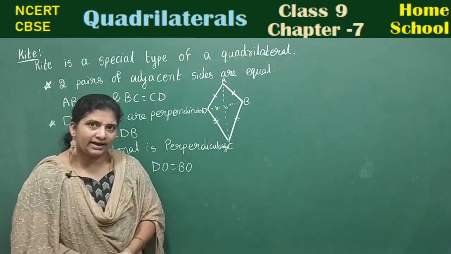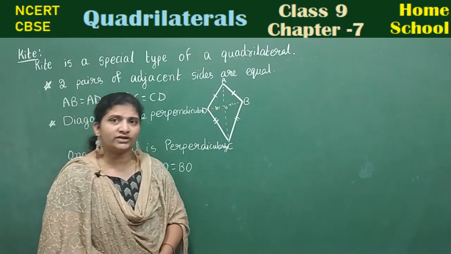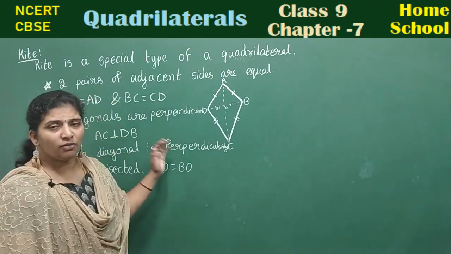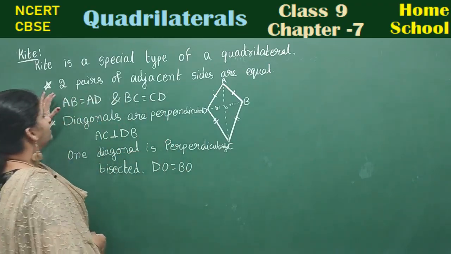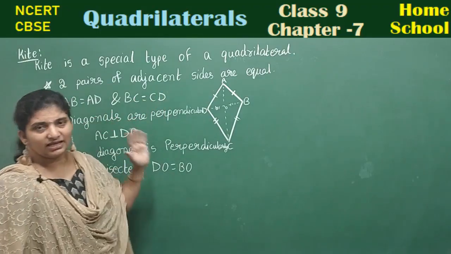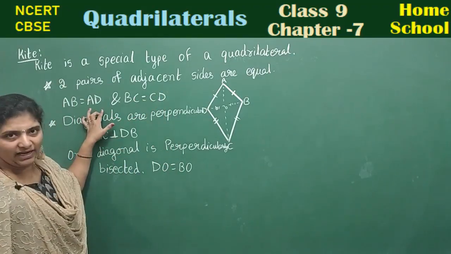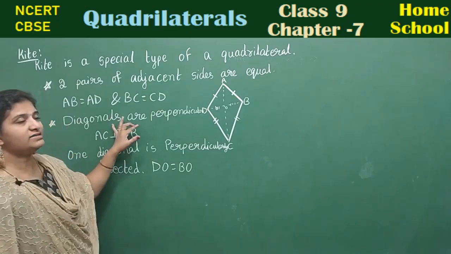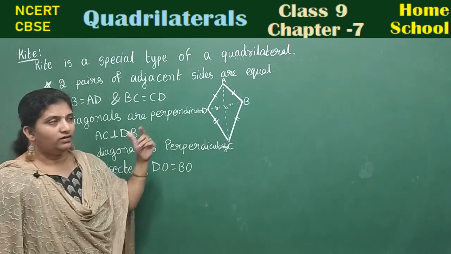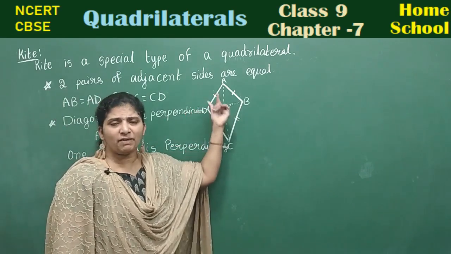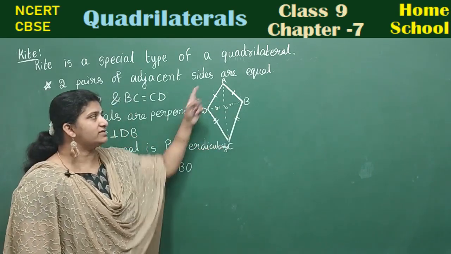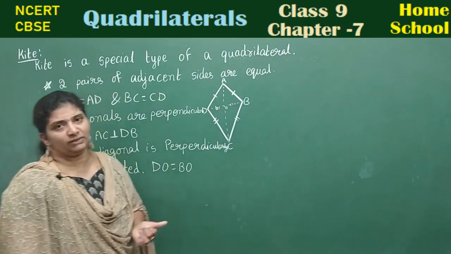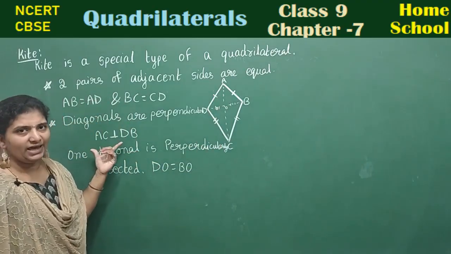Same as other quadrilaterals, it has 4 sides, 4 vertices, 4 angles, 2 diagonals. So what are the properties we need to remember here? 2 pairs of adjacent sides are equal: AB equal to AD and BC equal to CD. Diagonals are perpendicular. Where are the diagonals? AC and DB. So, AC is perpendicular to DB or DB is perpendicular to AC.